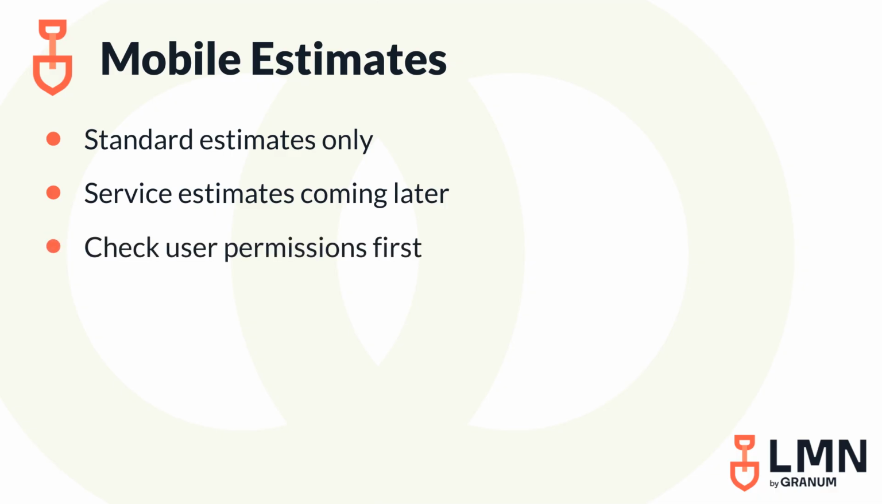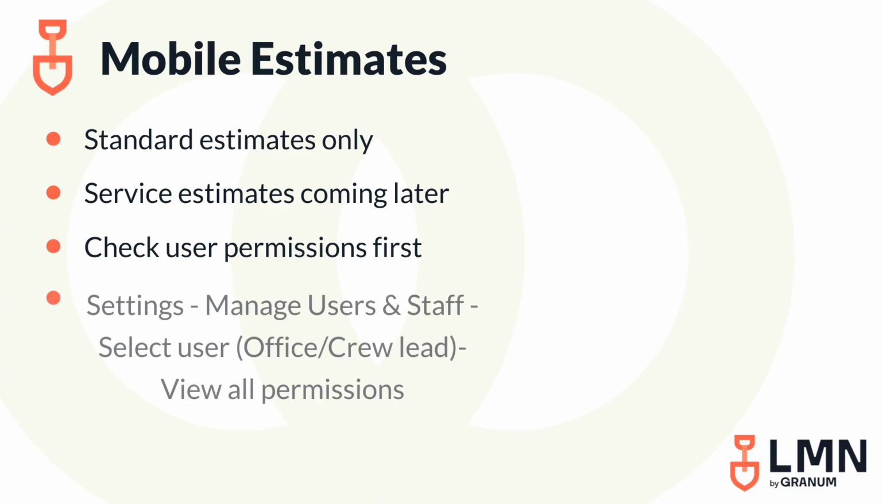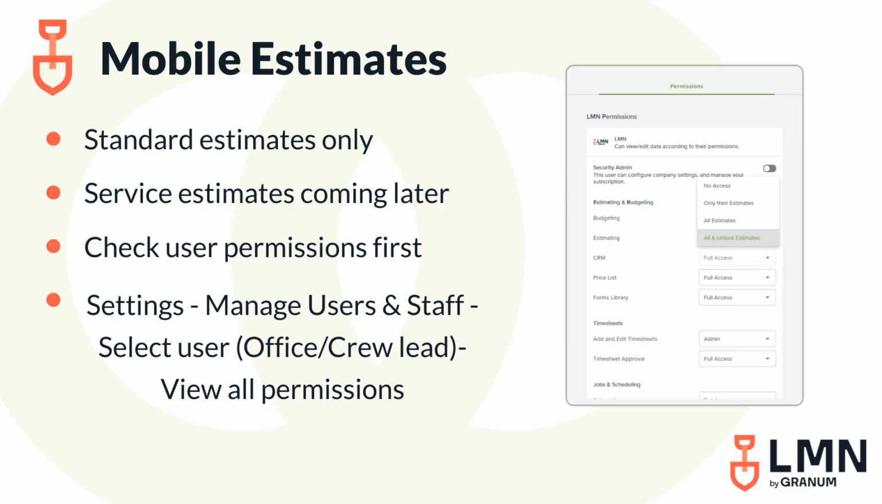Before jumping into the Crew app, we first need to make sure the right permissions are enabled in LMN. From the web app, go to Settings, then Manage Users and Staff, and select the user you want to check. First, confirm the user type is set to Office Staff or Crew Lead. Next, select View All Permissions and make sure the user has access to one of the three estimate permission types. Without estimate permissions, the mobile estimating feature won't appear in the Crew app.